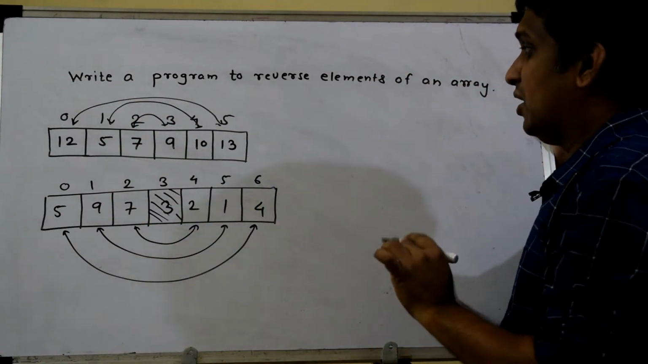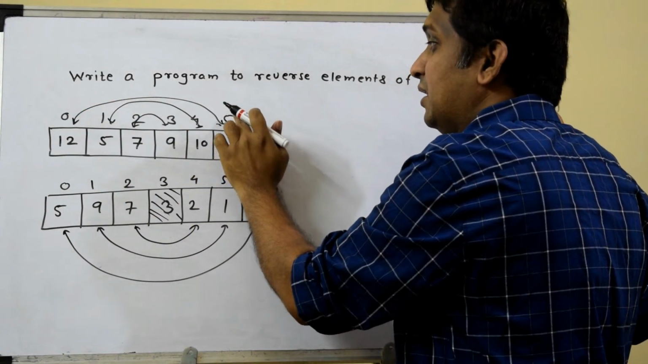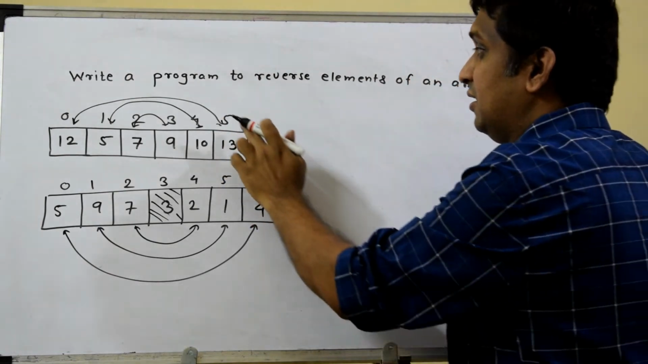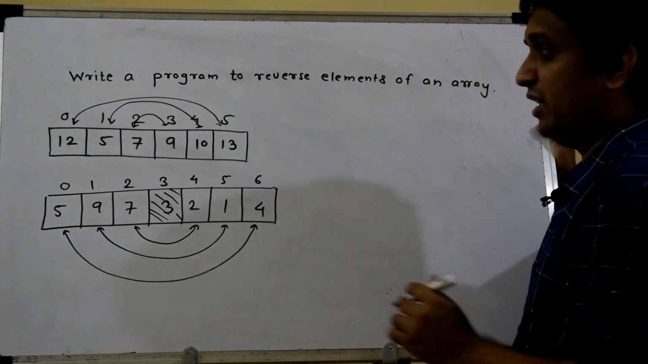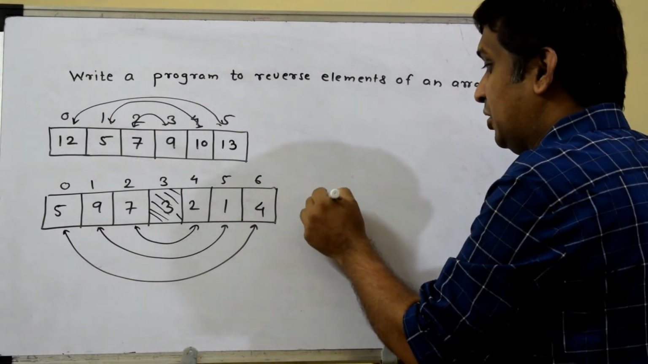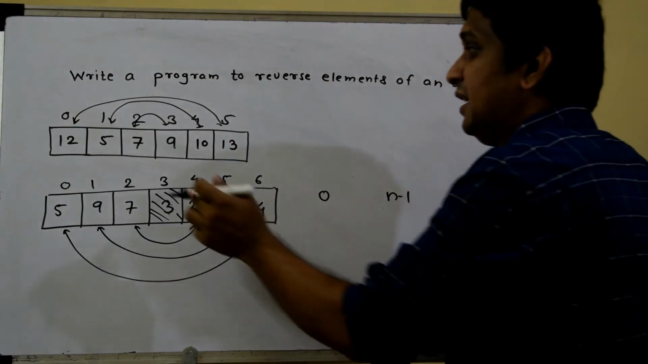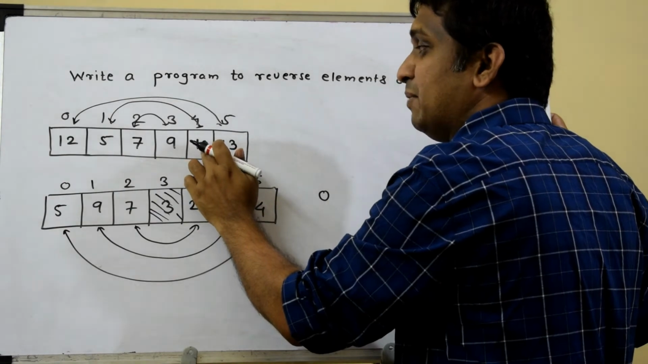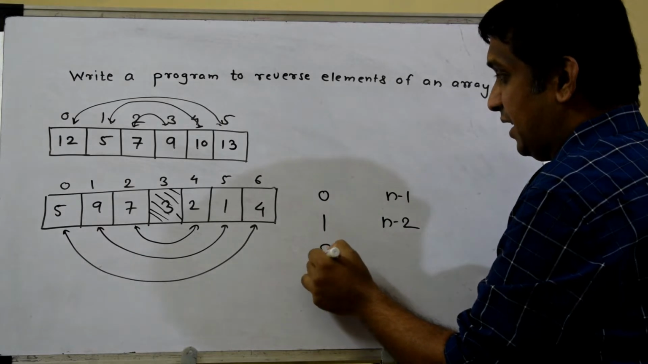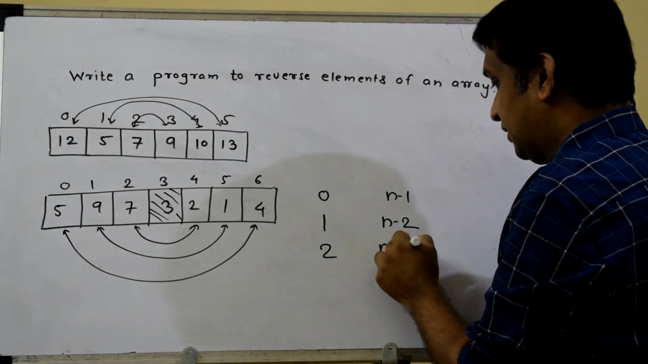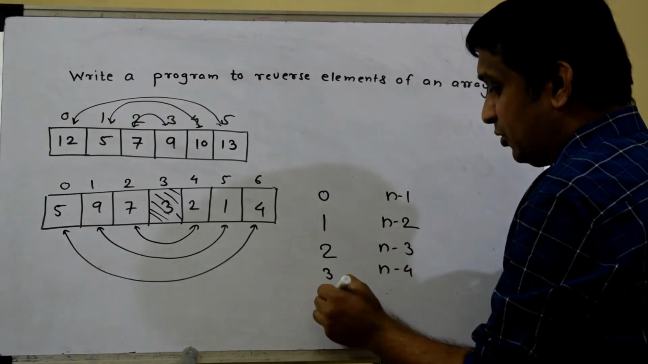So what will I do? I will swap the 0th position element with this element. Now here it is 5, here it is 6. In general, this index will be n minus 1, where n is the size of the array. So I will swap the 0th element with the n minus 1 element. Then I will swap the first element with n minus 2. Second element I will swap with n minus 3. Third element I will swap with n minus 4, and so on.